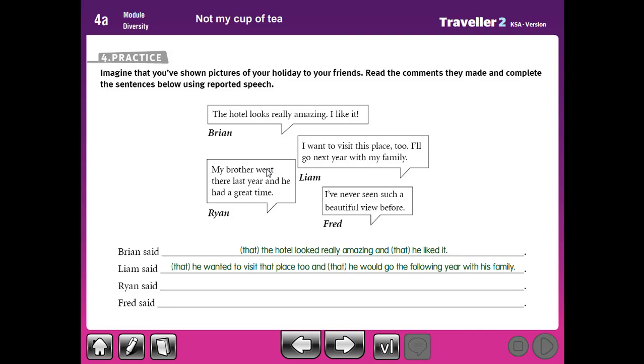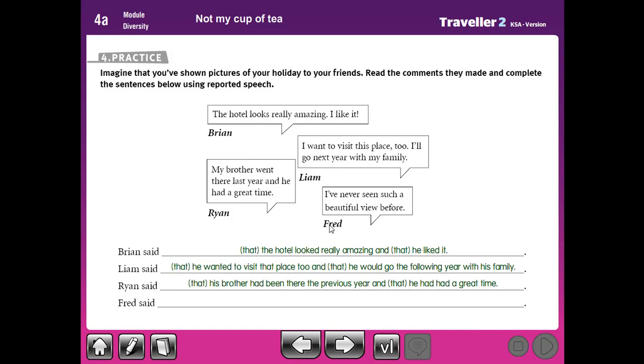We don't say had gone here. We say had been because he went there and came back, right? So we say had been. There last year, we say the previous year. We'll change it into the previous year. And he had a great time. We change had into had, right? But we don't change he, right? So this is the sentence, the reported one.